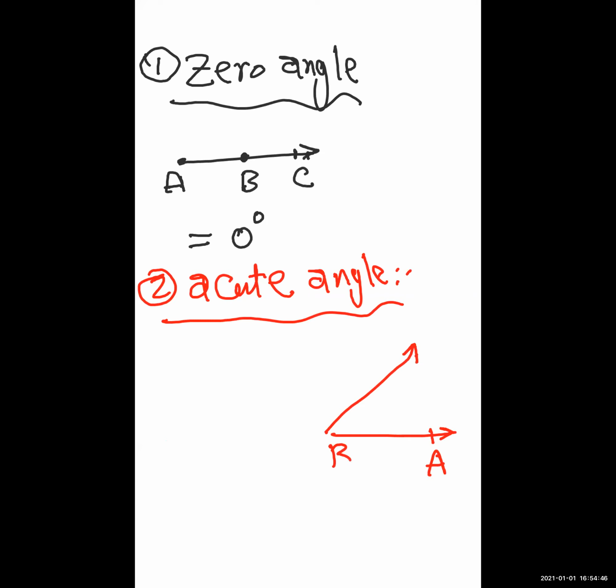A, B, C. So the measurement of this angle is greater than 0 and less than 90. So this is the acute angle. Its measurement is greater than 0 and less than 90. Then what will be the next type? Actually, the right angle. Right angle is like this.